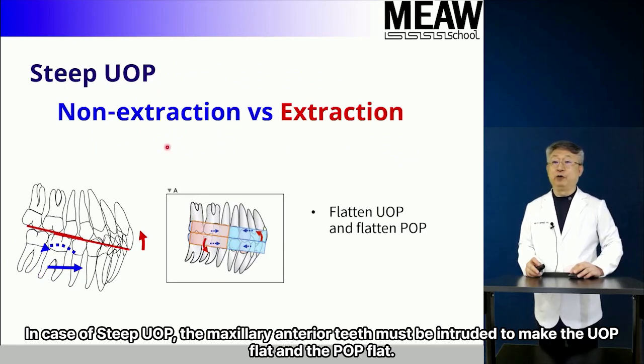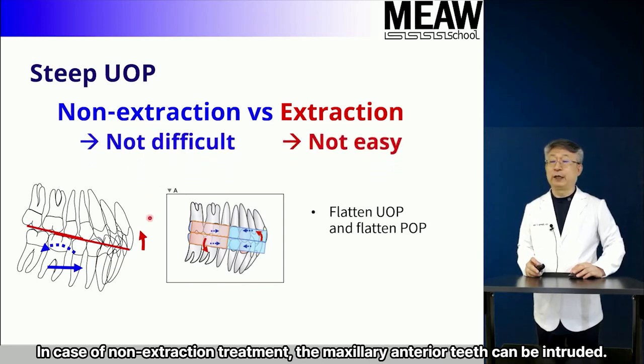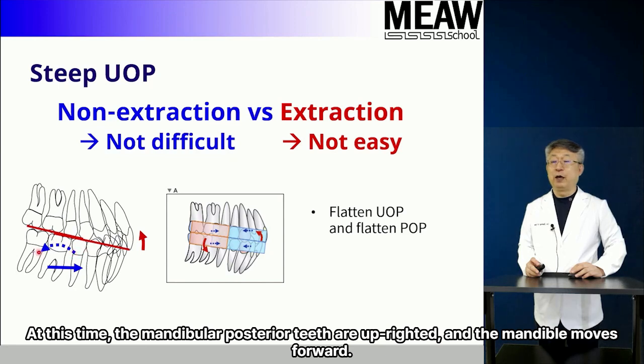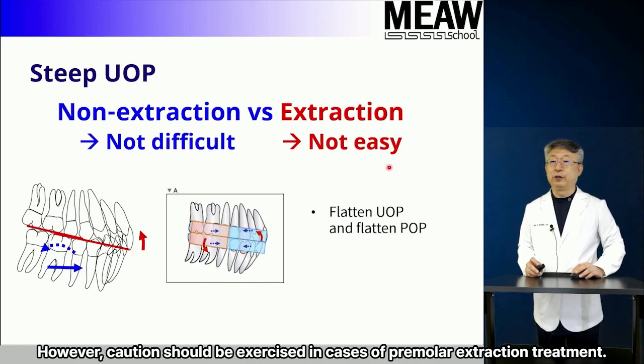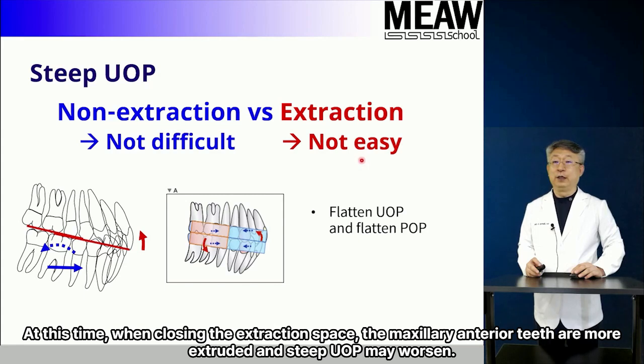In case of steep UOP, the maxillary anterior teeth must be intruded to make the UOP flat and the POP flat. In case of non-extraction treatment, the maxillary anterior teeth can be intruded. At this time, the mandibular posterior teeth are uprighted and the mandible moves forward. However, caution should be exercised in cases of premolar extraction treatment. At this time, when closing the extraction space, the maxillary anterior teeth are more extruded and steep UOP may worsen.